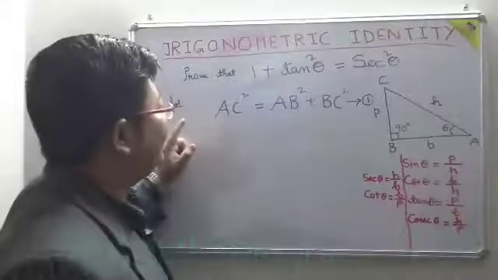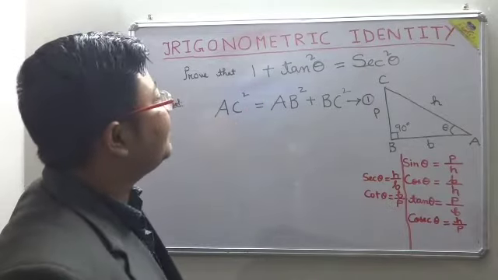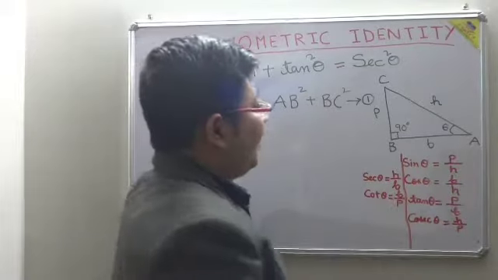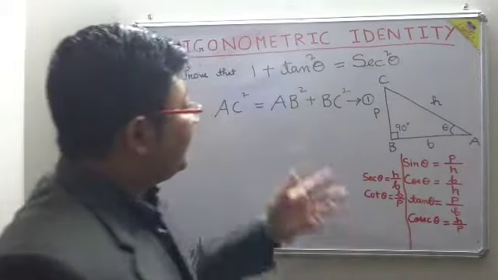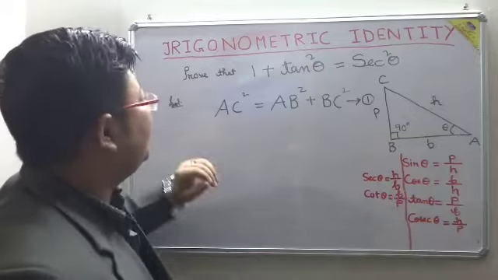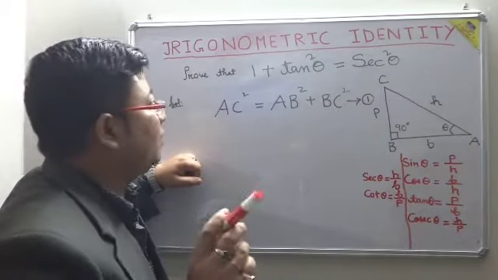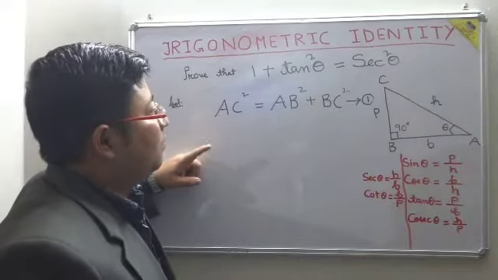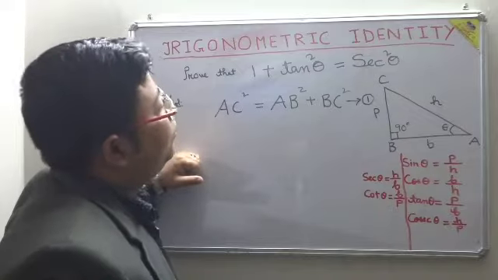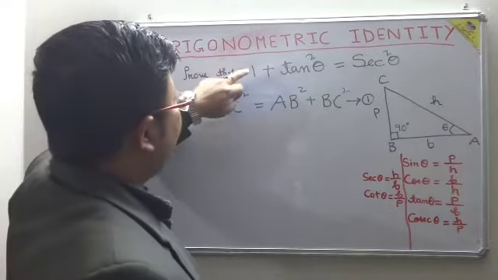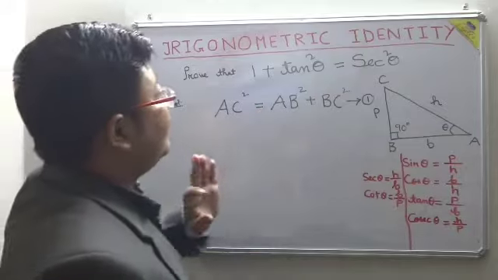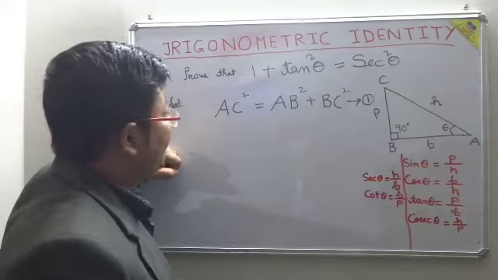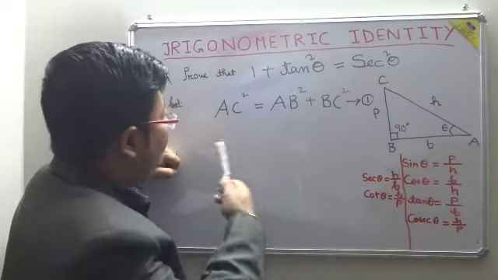Now we will go for the second trigonometric identity, that is 1 plus tan square theta is equal to sec square theta. So we will take the same triangle ABC, right angle at B, so angle A will be theta. Earlier, for sin square plus cos square theta, we divided by AC square. Now what do we have to divide by, so that we get 1 on one side and tan theta and sec theta on the other side? So let's use the hit and trial method. Okay, now AC square is done.